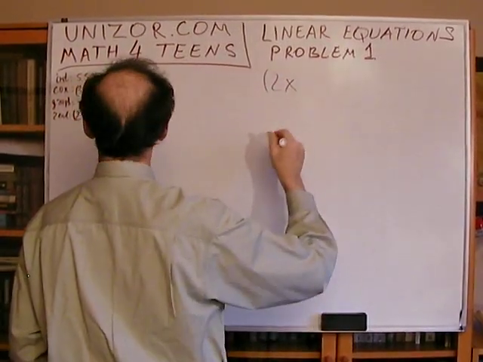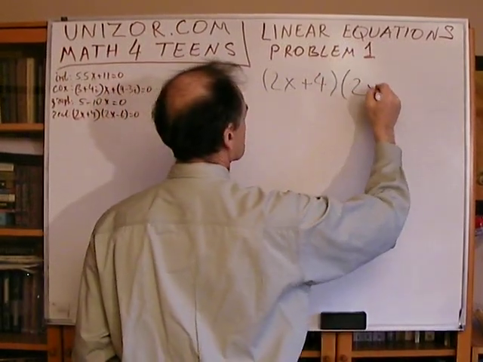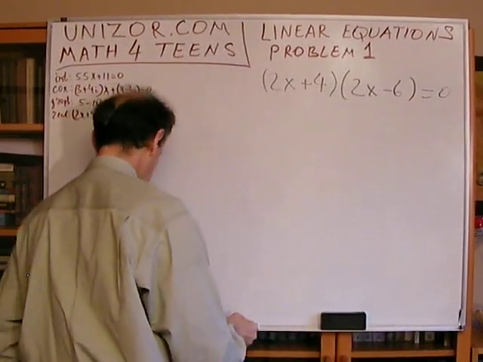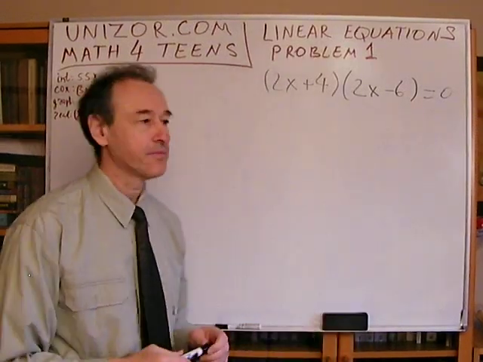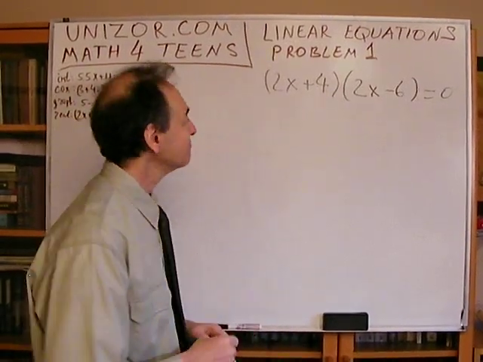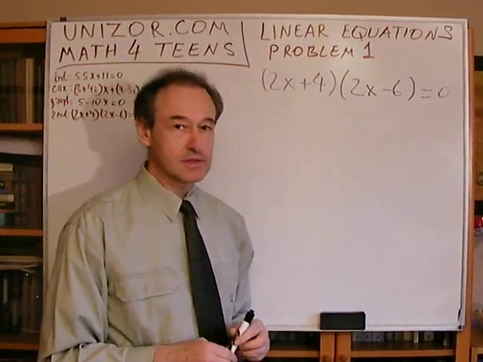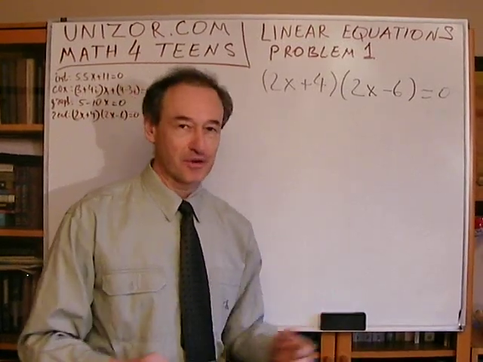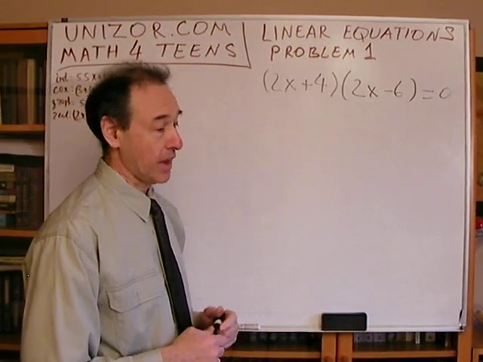I have (2x + 4) times (2x - 6) equals 0. Well, you obviously can tell me, hey, this is not a linear equation, so why are we talking about this? You're right, it's not a linear equation. However, the fact that this is the multiplication of two expressions, each of them linear, actually makes it two linear equations at the same time. Because, think about it this way.